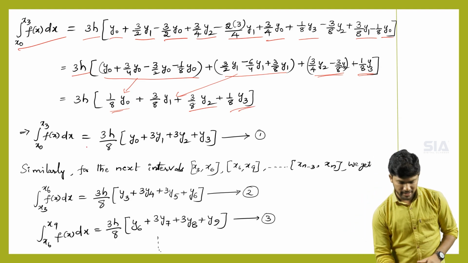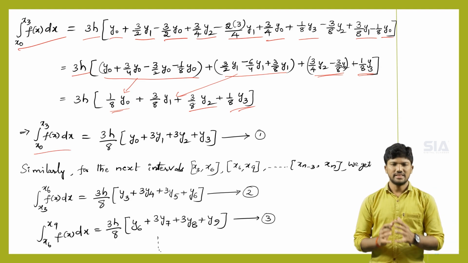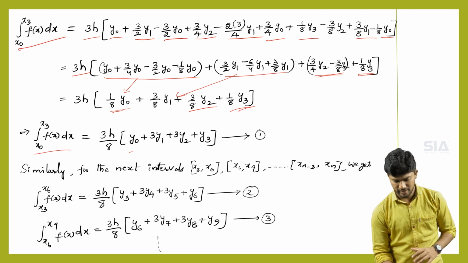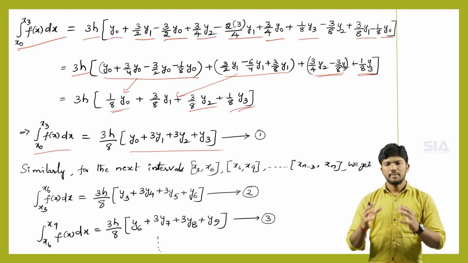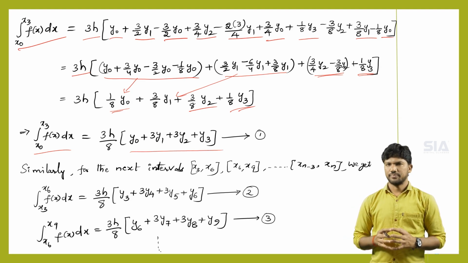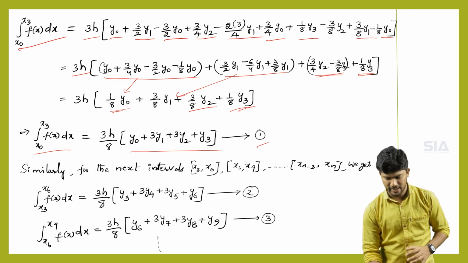Then you will get integration over x0 to x3 of f of x dx is equal to 3h by 8 [y0 plus 3y1 plus 3y2 plus y3]. That is taken as equation number 1.